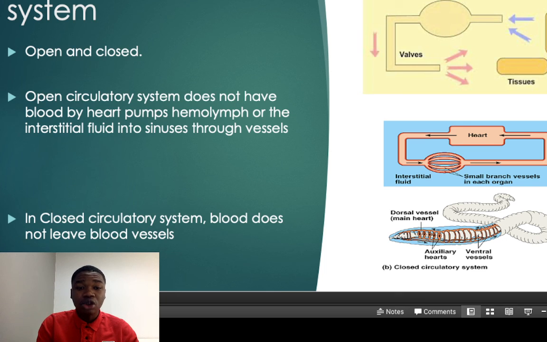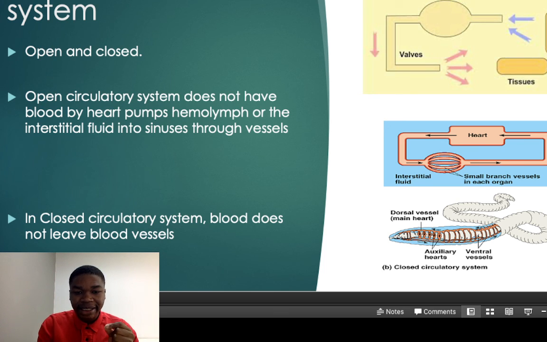An open circulatory system does not use blood pumped by a heart. The substance which is flowing is not blood, rather it's a hemolymph or the interstitial fluid, flowing into the sinuses through blood vessels. I hope you get it. It does not use blood, just like in insects or in grasshoppers, they don't have blood. They have a hemolymph or interstitial fluid.